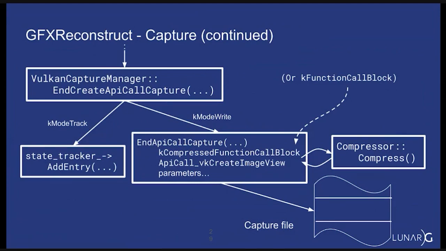to back up a step, here I've got two constants, kModeTrack and kModeWrite. If you have asked to trim a frame range, like you've set the frame range to be frames 100 to 105, but you're not there yet, we're still drawing the frames before. We're in kModeTrack. This is just a bit field you can see in the source code. And that just means collect up, so we're just adding entries to a state tracker. Then when we enter the frame range, we write all that out and we enter kModeWrite, which takes each function call that's part of the frame range that we care about, creates a call block object, which is basically just a chunk of memory, compresses that, and then stores it in the capture file.